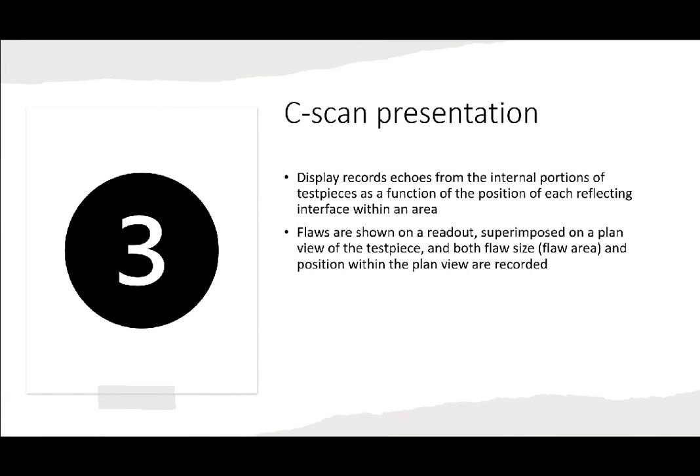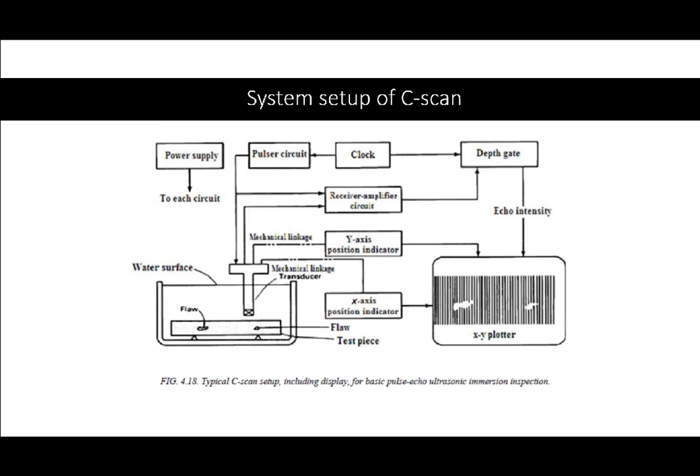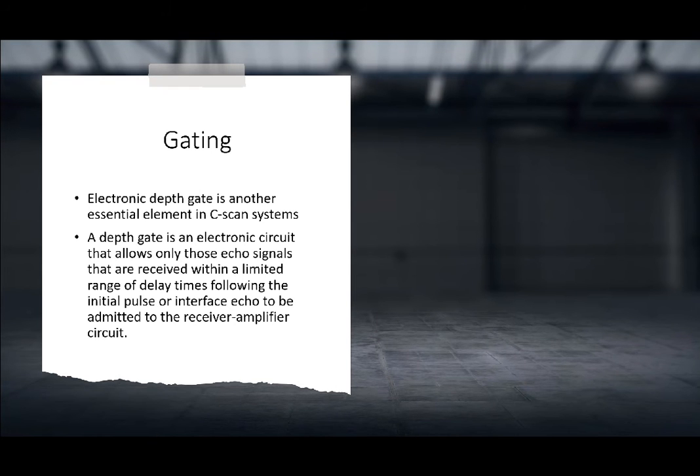C-scan displays records of echoes from the internal portion of test pieces as a function of the position of each reflecting interface within an area. This is an example of computer processing. This is the system setup of C-scan. Important for C-scan is the electronic depth gauge. That is the electronic circuit that allows only those echo signals that are received within a limited range of delay times following the initial pulse or interface echo to be admitted to the receiver amplifier circuit.